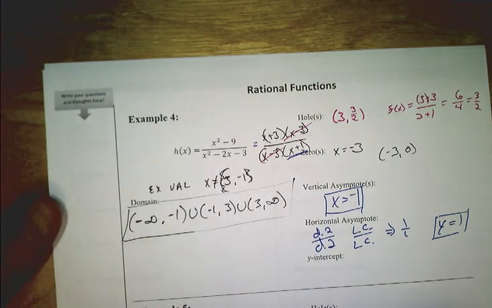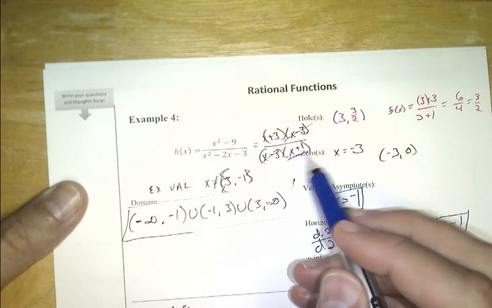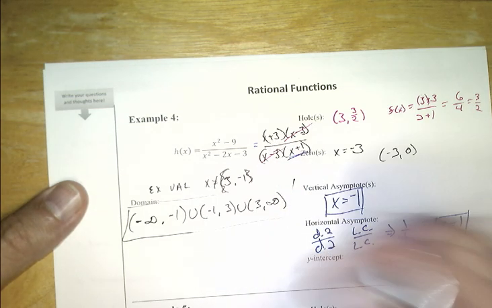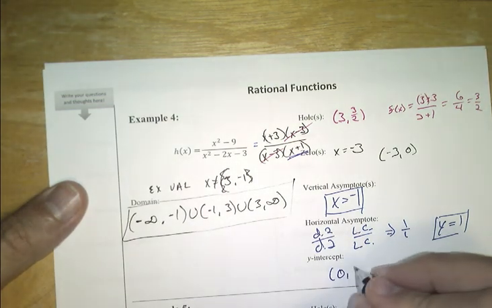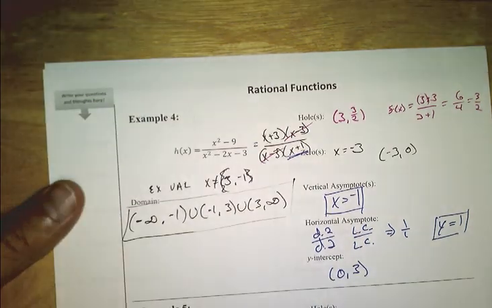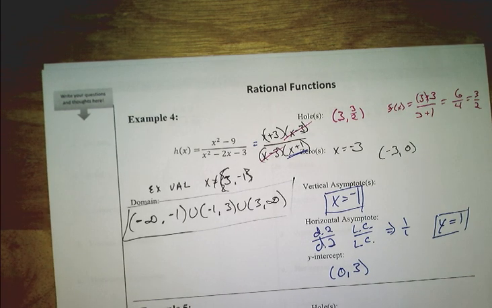And finally, the y-intercept occurs when you plug in 0 for everything. So 0 plus 3 is 3, over 0 plus 1 is 1, so 3 over 1. So we should have a y-intercept at 0, 3. Okay, first one is done.